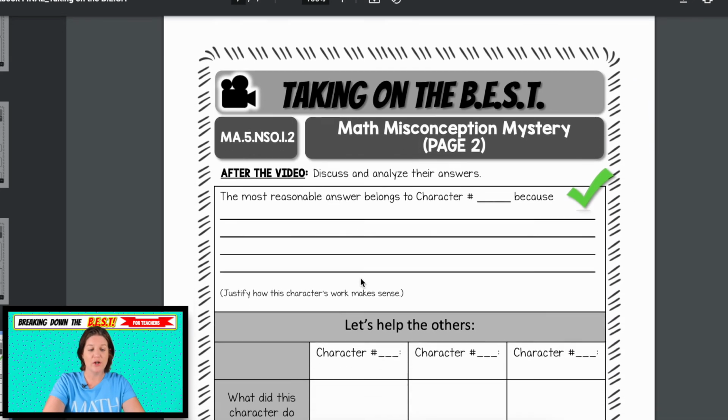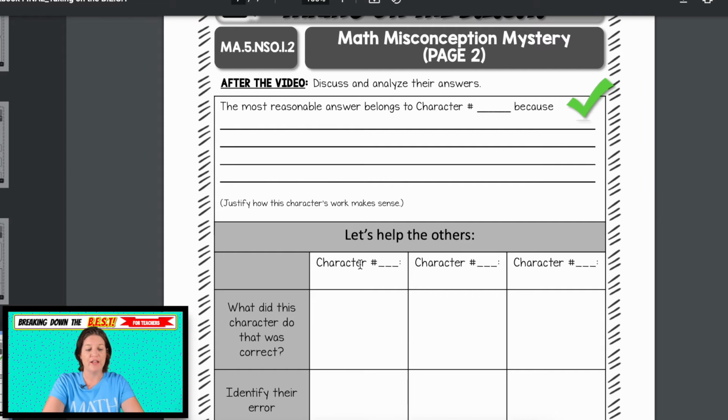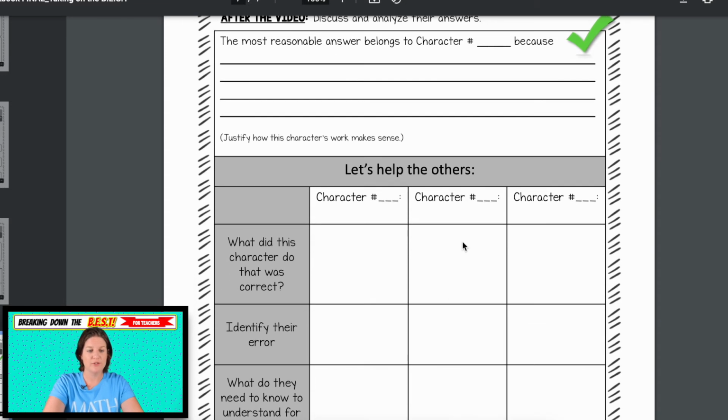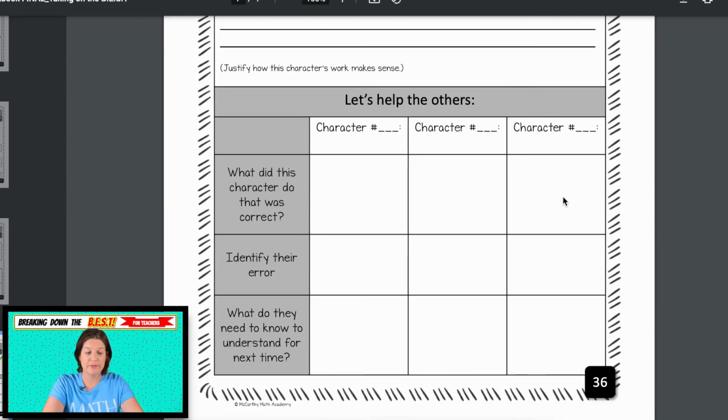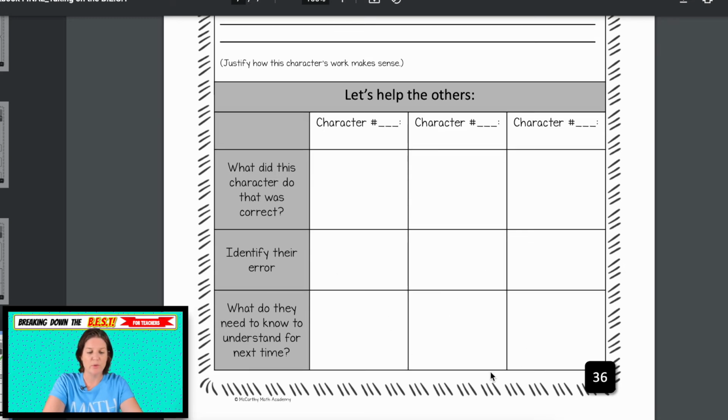Once they've watched all 4 characters, they'll fill out their detective report, which is this page, and write out who has the most reasonable answer and why, and then take a look at the other 3 characters. What did those characters do that was correct? What was their main error, and what do they need to know for next time?